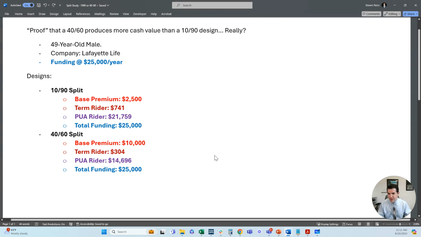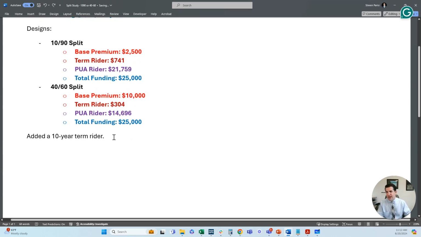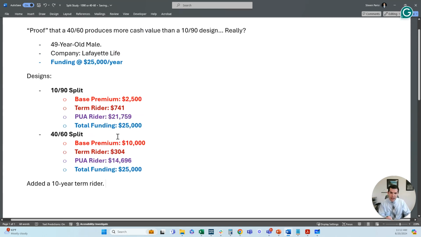Then we've got a 40/60 design. 40% of $25,000 is $10,000. We still needed a small term rider. I should say that is what was presented. And then the rest goes into PUAs. And here's what was designed. So again, this is not what we had put together. This was a design that was showed in order to claim that proof exists that a 40/60 policy produces more cash value than a 10/90 design.